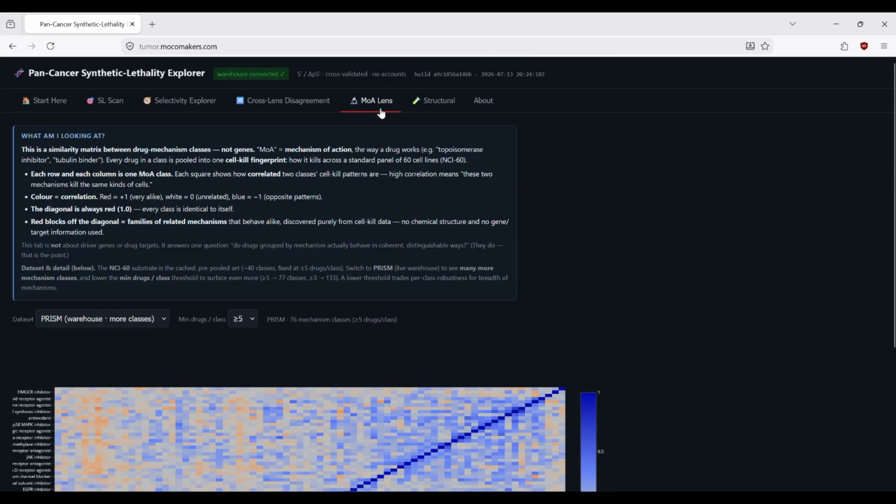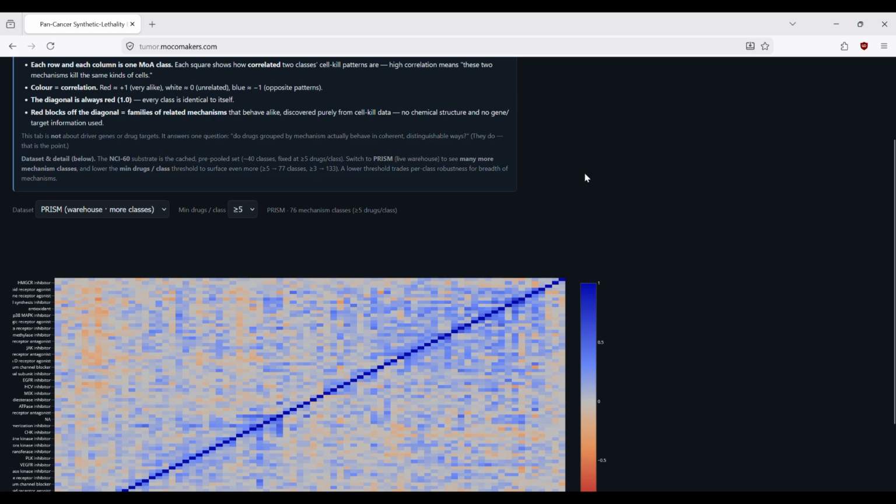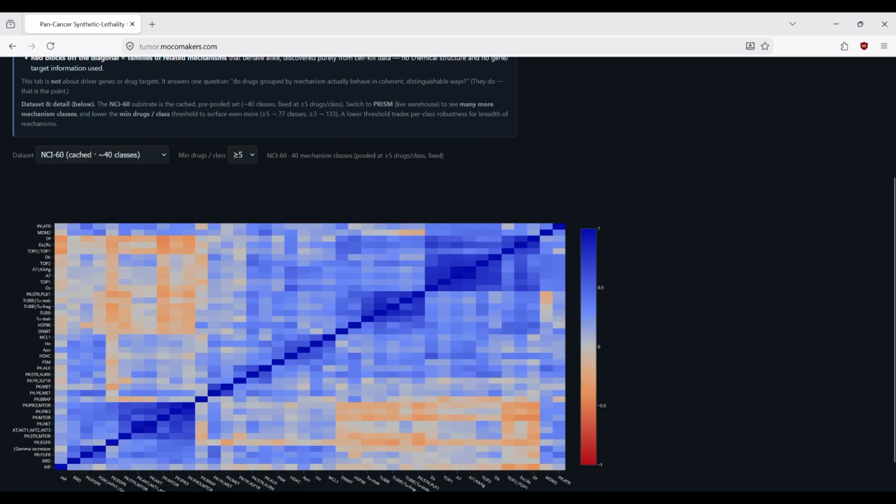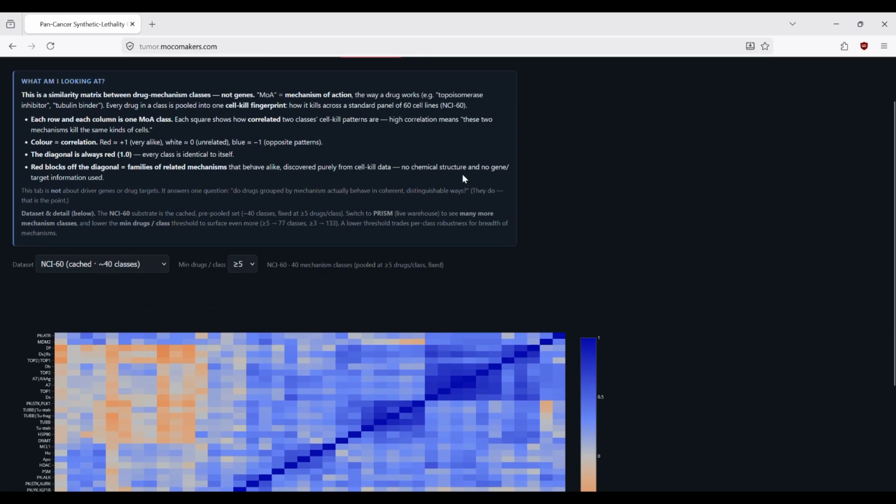Going over to the mechanism of action, this is showing, in two large data sets, what relationships between mechanisms of action might exist. So this is kind of giving us some ideas on related pathway information.